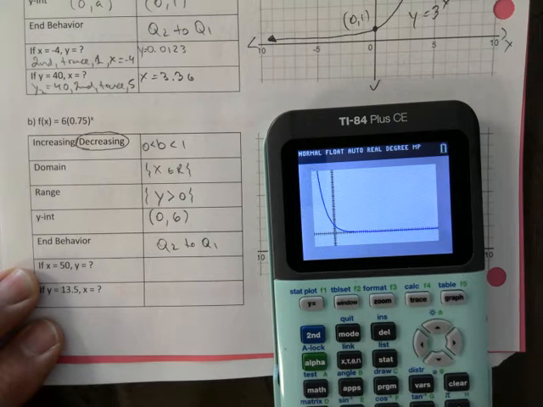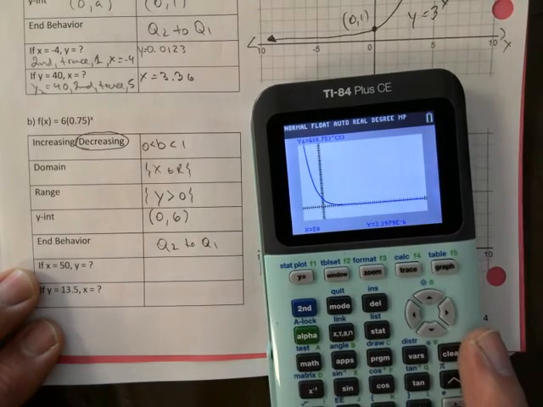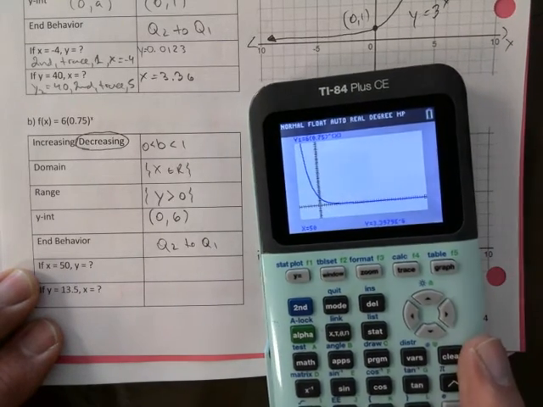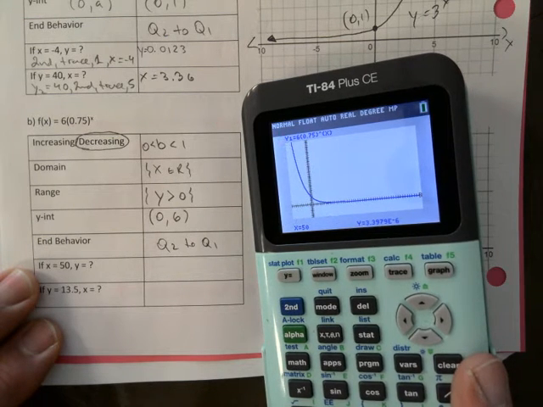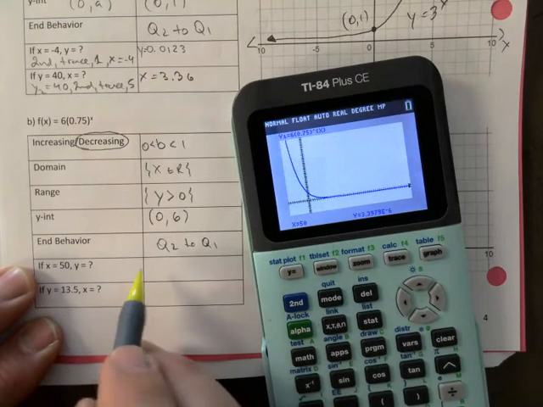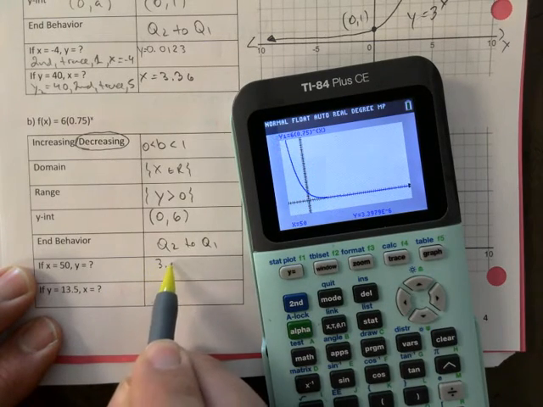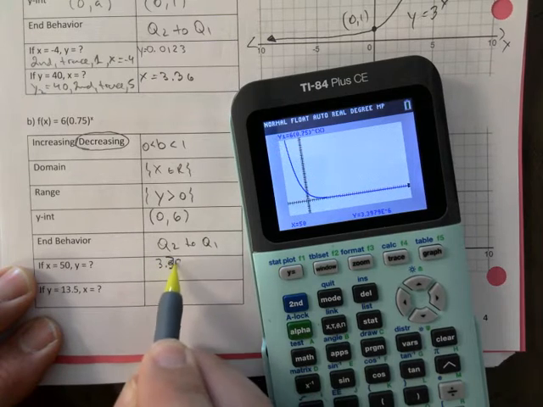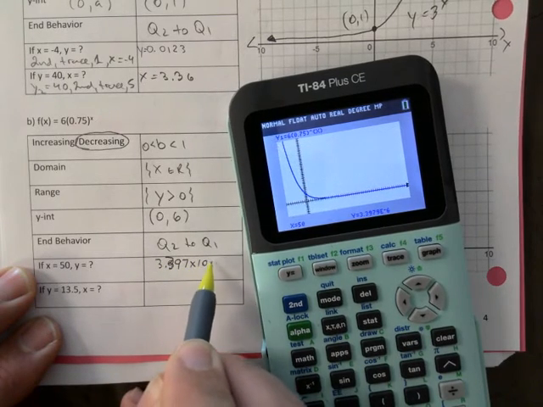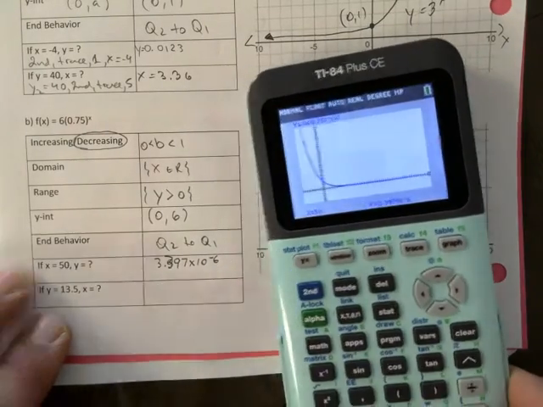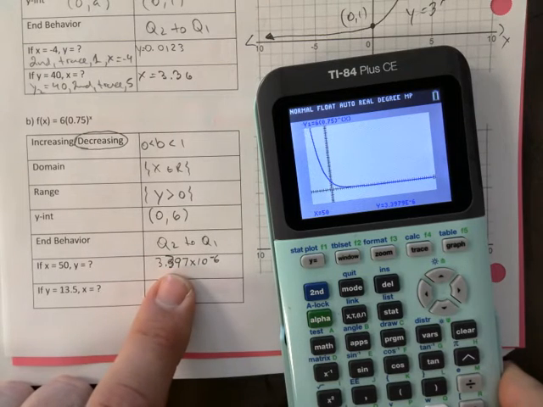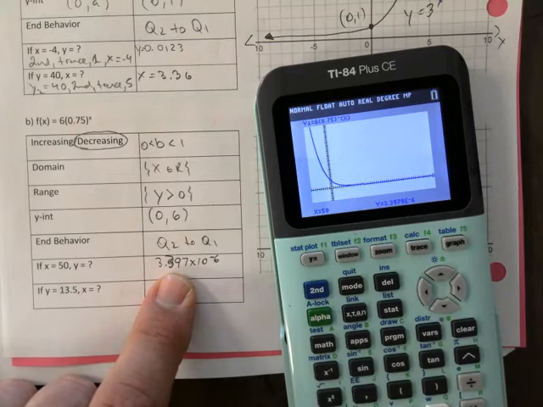So when x is equal to 50, let's go ahead and find that. Second trace 1, x is equal to 50. It's a really, really small value. And I don't want you to put down 0. I don't want you to do that. So I will say this. It's 397 times 10 to the negative 6. That's what that is saying. It's saying e to the negative 6. Whatever it takes, do not put 0 down in this particular case. I'll try to not make it that close to the x-axis.